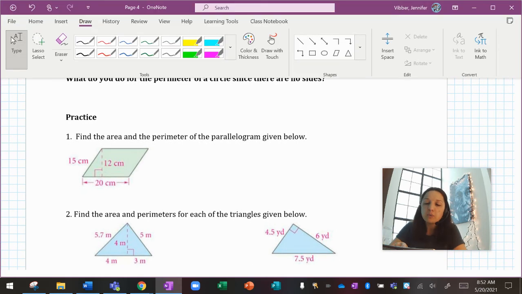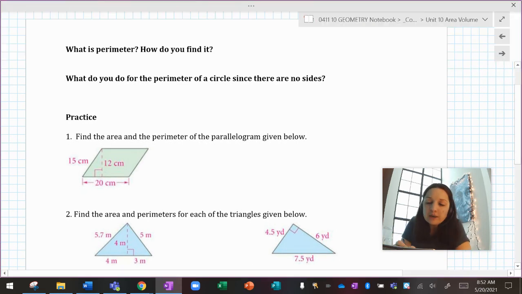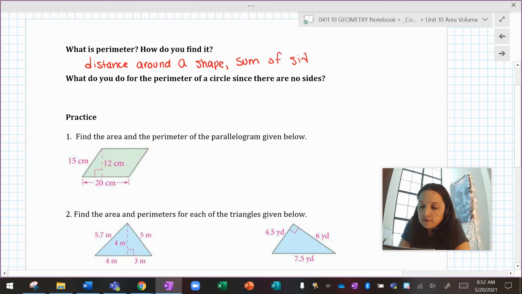Now, at the top of the page, one of the other things we look at is perimeter. And just remember that perimeter is the distance around a shape, and it's the sum of the lengths of the sides.